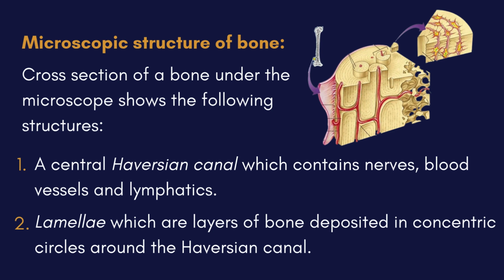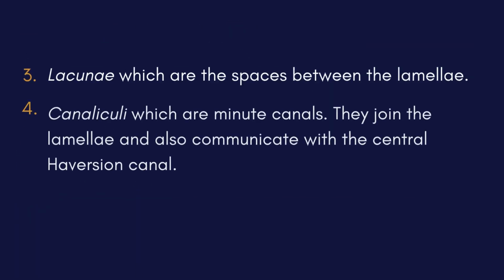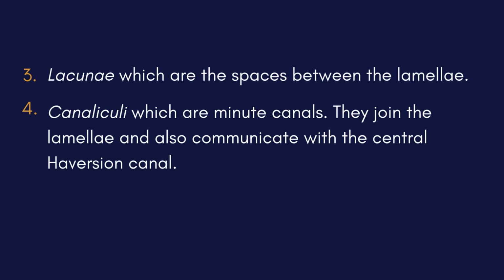Microscopic structure of bone. Cross-section of a bone under the microscope shows the following structures. First one, a central haversian canal which contains nerves, blood vessels, and lymphatics. Second one, lamellae, which are layers of bone deposited in concentric circles around the haversian canal. Third one, lacunae, which are the spaces between the lamellae.